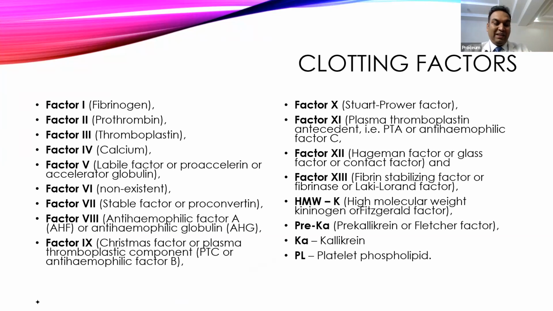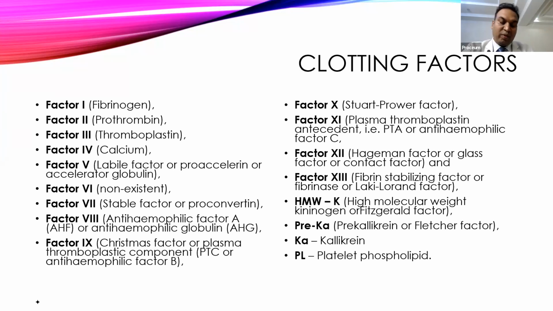For activating these two factors, fibrinogen and prothrombin, all other factors are required, and those are: factor 3, also called thromboplastin; factor 4 is calcium; factor 5 is labile factor. Factor 6 previously they thought was a stable factor, pre-labile factor or pro-accelerin, but it does not exist now. So factor 6 is not present because it is a very unstable factor. And factor 7 is called stable factor or pro-converting factor.